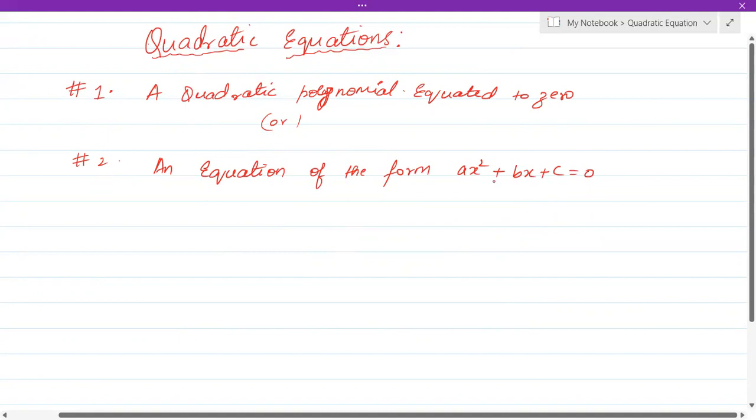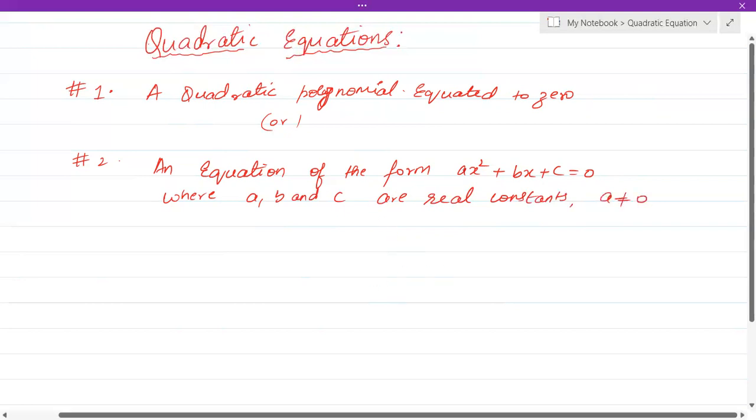Why? Because the degree is 2. If the highest power of x is 2, then we call it quadratic. That's it. Here the variable is x and the highest power of x is 2, therefore it is called quadratic. So an equation of the form ax square plus bx plus c equal to 0. What are these a, b, c? Where a, b and c are real constants, meaning you can give any value to a, b, c, but for a you cannot give 0.